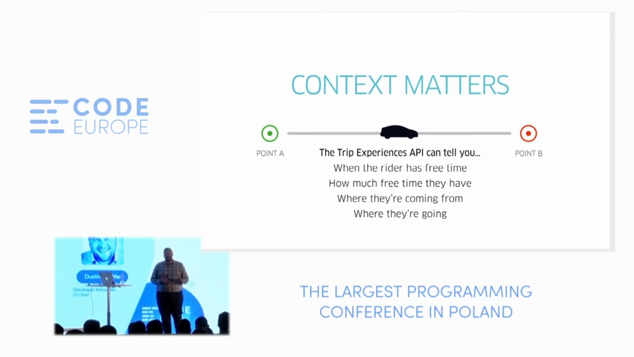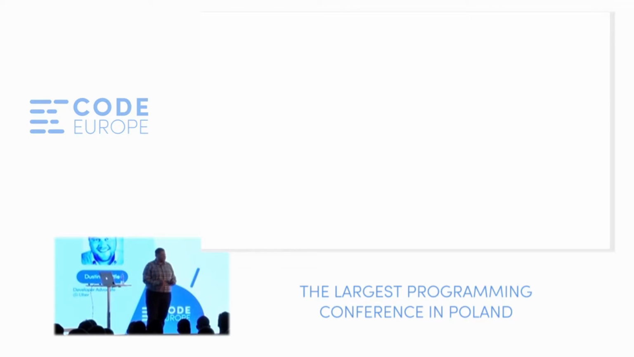And so we wanted to start to expose this, and the way we did that was through webhooks. And the Trip Experiences API really tells you when a user is going to have free time. Do they have a trip scheduled in the future? If so, at what time? How much free time do they have? So what's the length of the journey? And where you're coming from and where you're going. And so we started to build some interesting integrations.